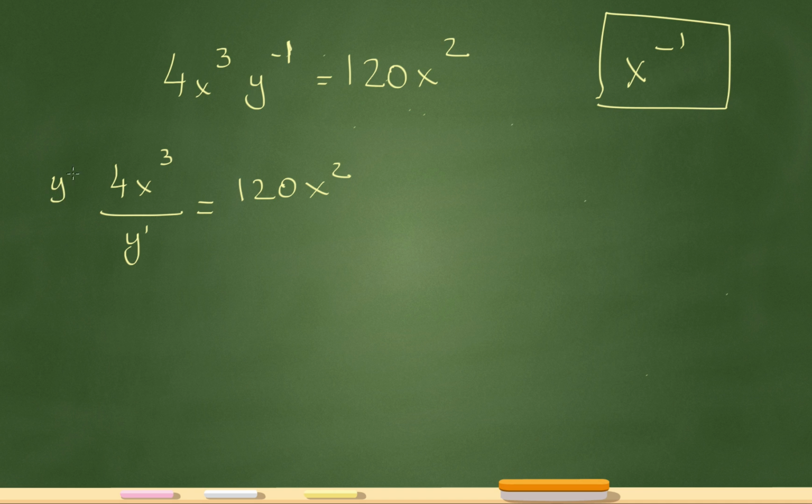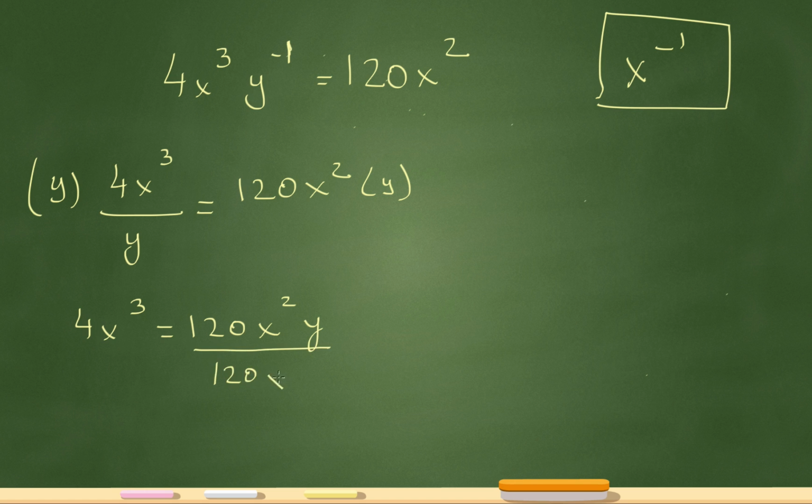So I'll multiply this side by y. Remember, this is just y. We don't necessarily write the positive 1 there. And I'm going to multiply this side by y. So now I'm going to have 4x cubed equals 120 x squared y. Still on the same path of combining like terms, so let's get the x to the other side now. So if I do 120 divided by x squared here, 120 divided by x squared here, this cancels out. Now over here, I'm going to have 1 over 30, because 4 divided by 120 is 1 over 30.